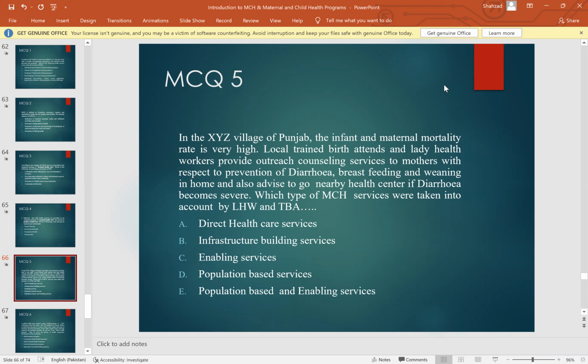E is the correct answer. E, yes, population-based and enabling services. Both are being covered in this. So E is the correct answer.